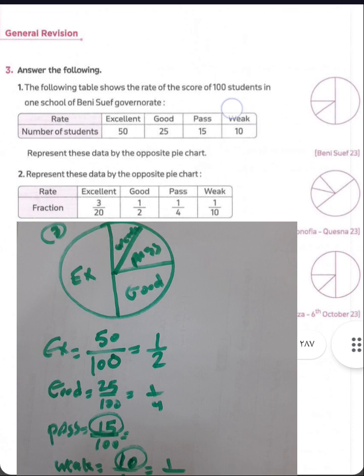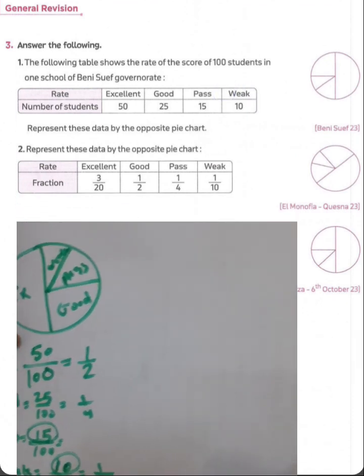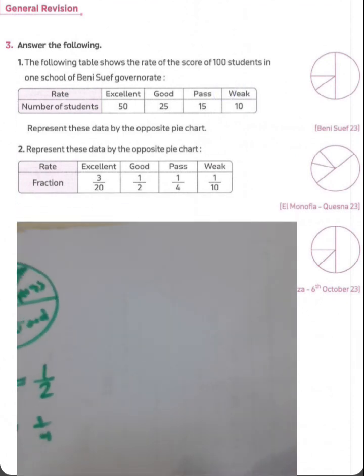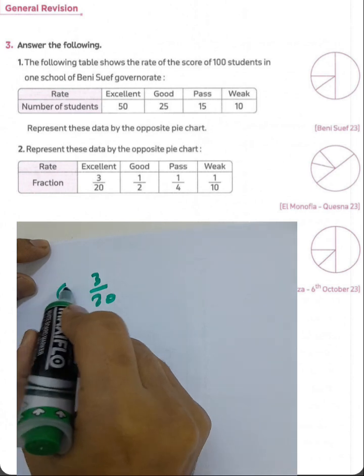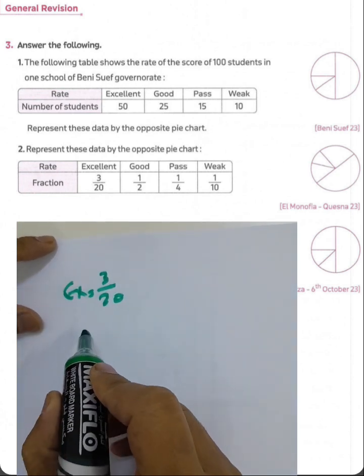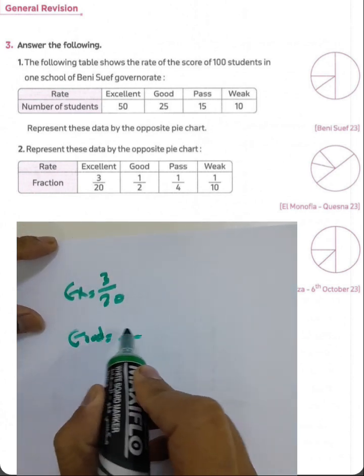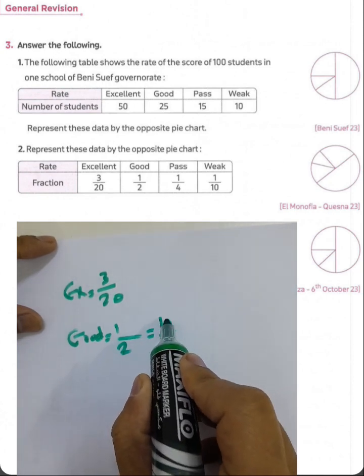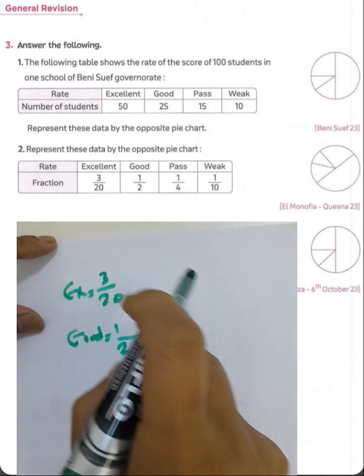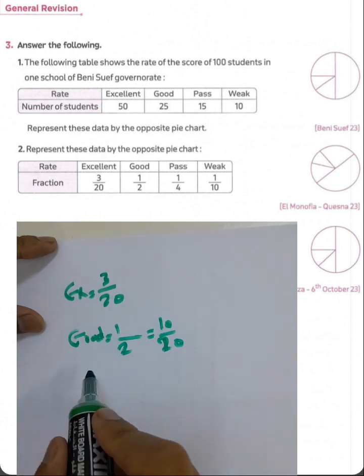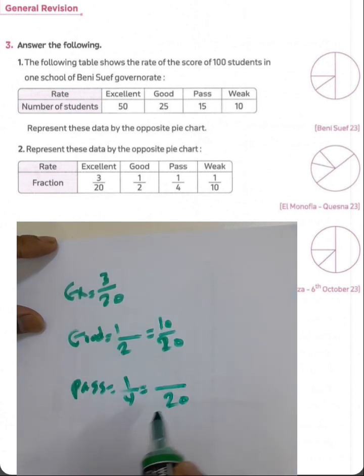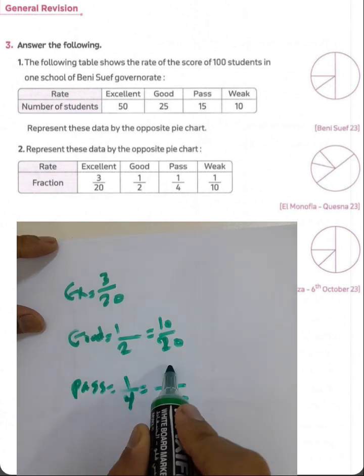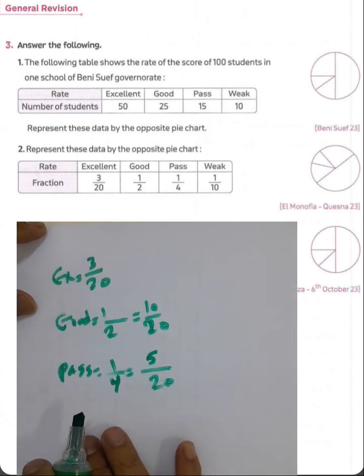Next, question number 2, represent the data here in the pie graph. Okay, we have 3 over 10 for excellent, 3 over 20 for weak, and good, 1 over 2, it means 10 over 20. You can write the least common multiple between the two denominators. And pass was 1 over 4. You must write 20 in the denominator. 4 times 5 equals 20, 1 times 5 equals 5, so 5 over 20.